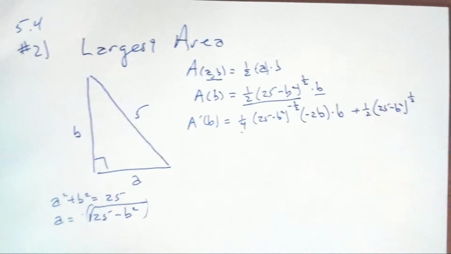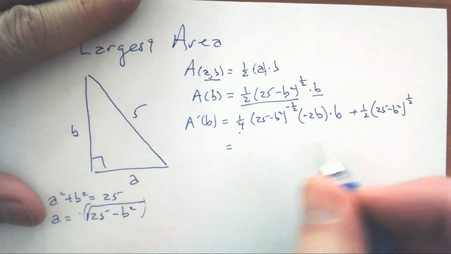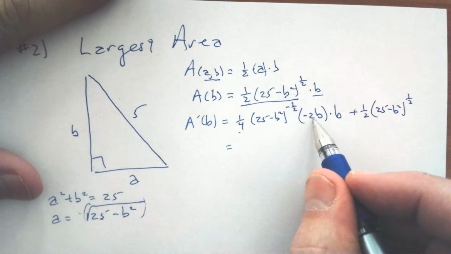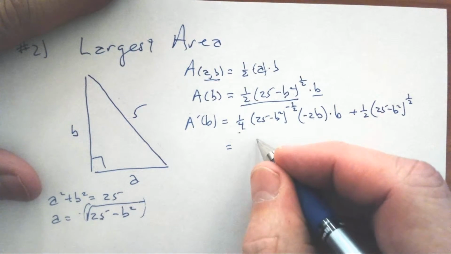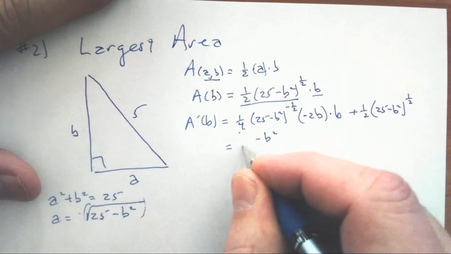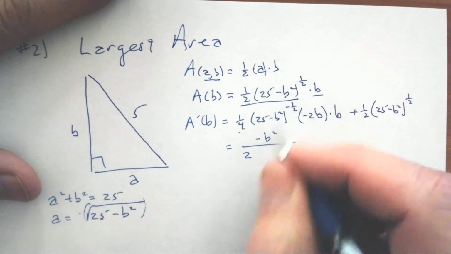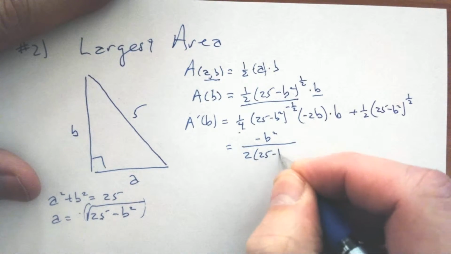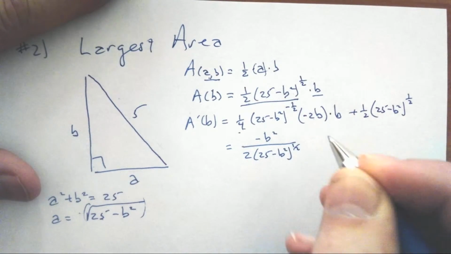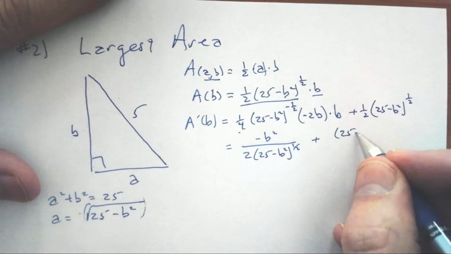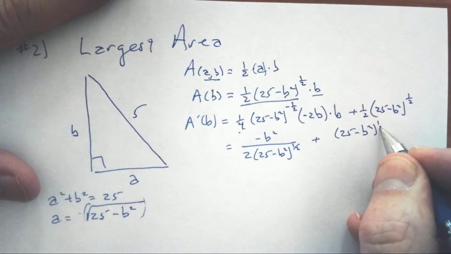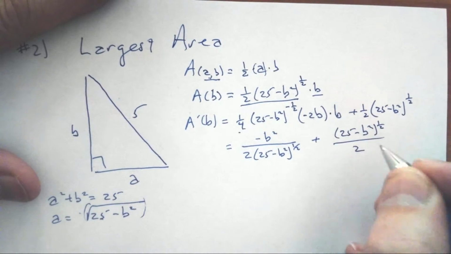All right, let's do some simplifying here. Here I'm going to get a negative 2B squared on 4. So that is negative B squared on 2, but this can go to the denominator as 25 minus B squared to the 1/2. Plus 25 minus B squared to the 1/2 on 2.